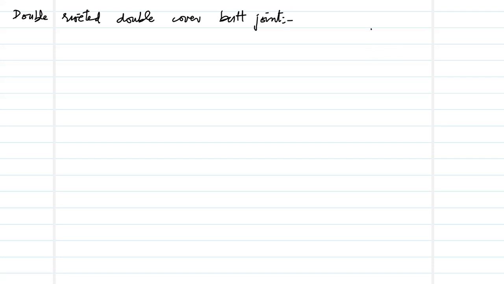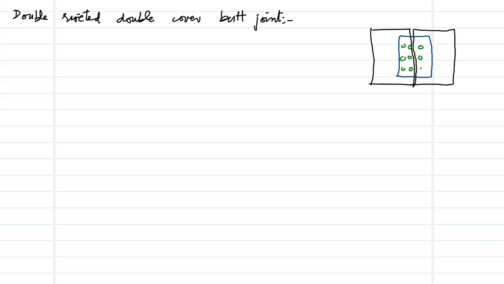If I draw a diagram of a butt joint, for example, this is a very rough diagram of a butt joint. You have two plates, and the two plates are combined together by means of two cover plates, one above and one below, and between these cover plates we have two rows of rivets. Two rows of rivets generally means one row here, two rows on one side and two rows on the other side. This is called the double riveted double cover butt joint.